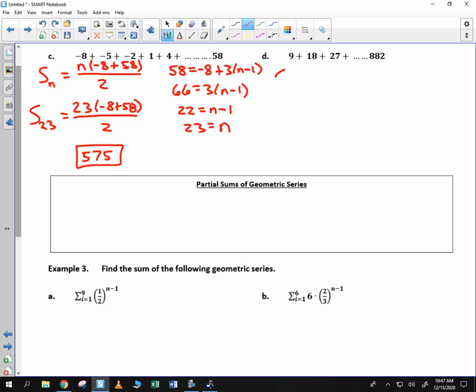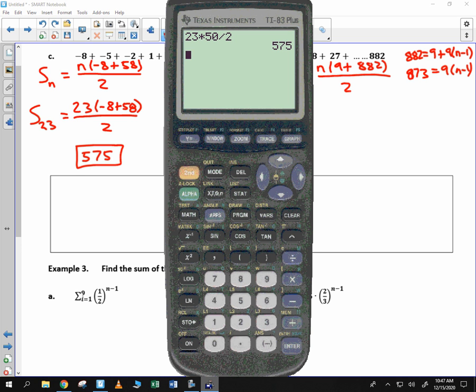Again, in this scenario, we don't know how many terms we have. But we know the first term and we know the last term. So if I would like to figure out the term, I'd take 882, set it equal to the first term, plus the difference times n minus 1. Or 873, if we subtract that 9, is equal to 9 times n minus 1. I'll take 873, I'll divide it by 9, and I get 97. So 98 is equal to n.